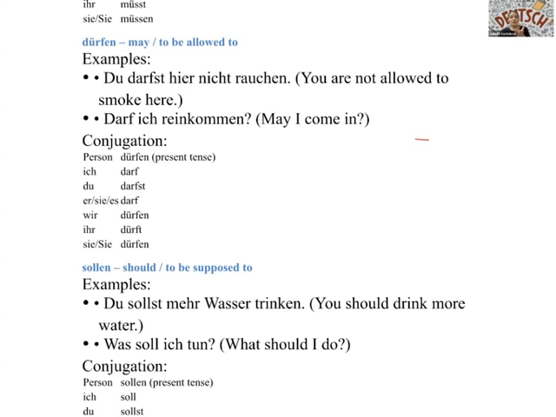Subject du followed by the modal verb in the conjugated form, darfst. Hier nicht would be the other part of the sentence, and rauchen is to smoke. It's the other verb in the full form. Du darfst hier nicht rauchen.